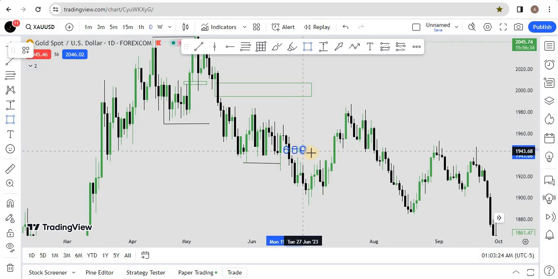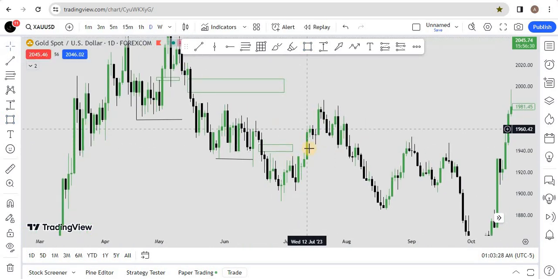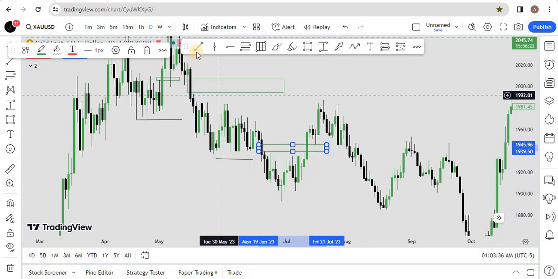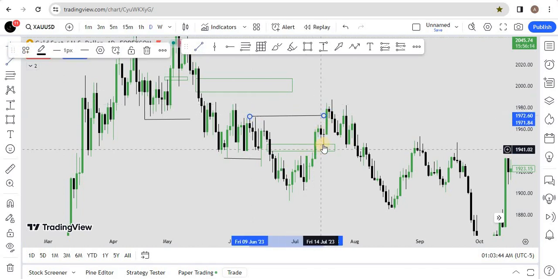Internal range liquidity that was filled here displaced, and after displacing it worked as an inversion fair value gap. As you see here, price touched and gave you the external range liquidity. A swing point is the external range liquidity, and a fair value gap, an inversion fair value gap, is your internal range liquidity.